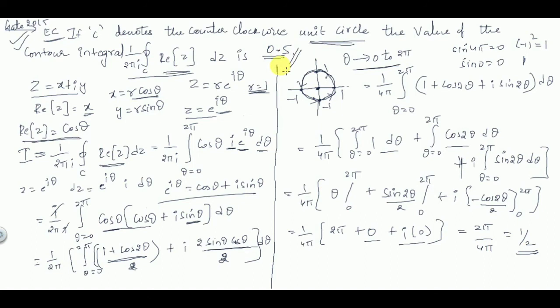If you are given the real part of z or the imaginary part of z, you have to take the relation between Cartesian form and polar form like this, and then you have to solve the integral like this.